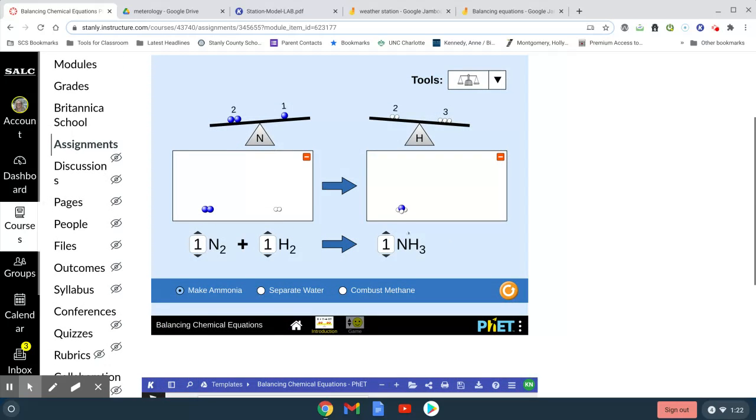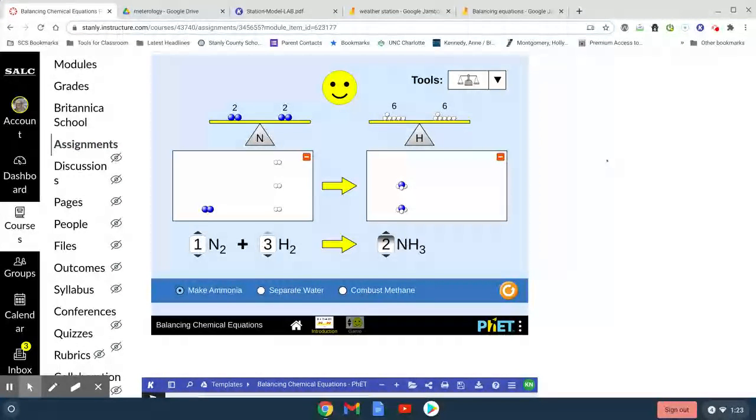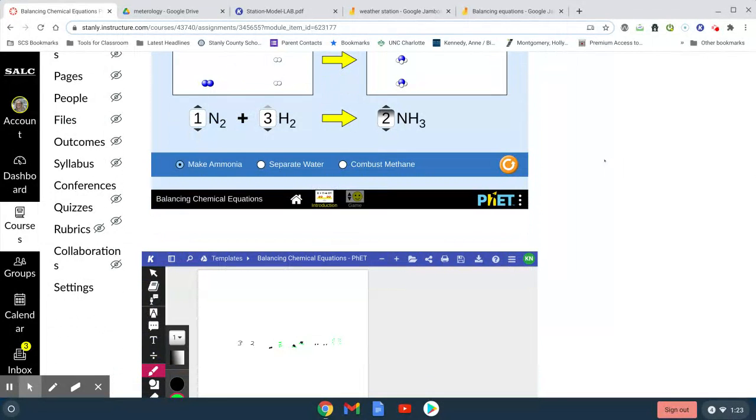Alright, here we go. I automatically put 1 here. Notice I need at least 2 N's over here, so I'm going to add a second one here. Notice it balances my N's on both sides. Now my H's are out of balance. I have 6 here because 2 times 3 is 6. So to get 6 over here, I need a 3, which gives me 4 and 6. It's balanced.